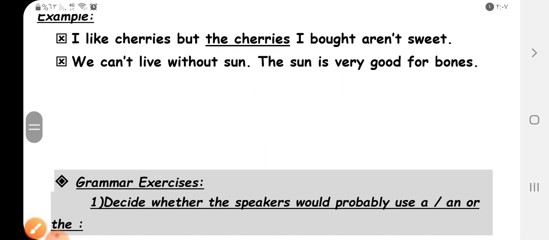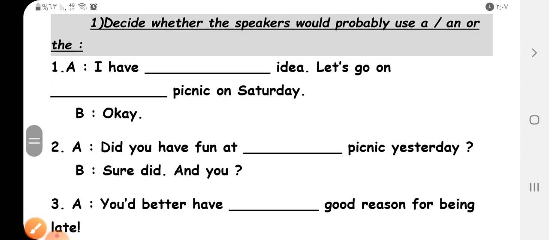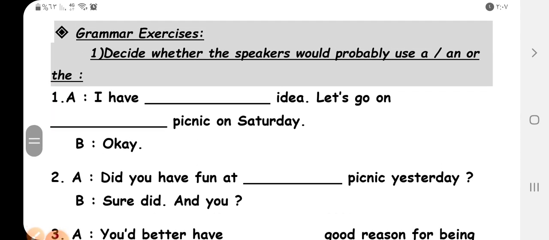And here we have a grammar exercise. Please do it and send it to me by the website, our school website.